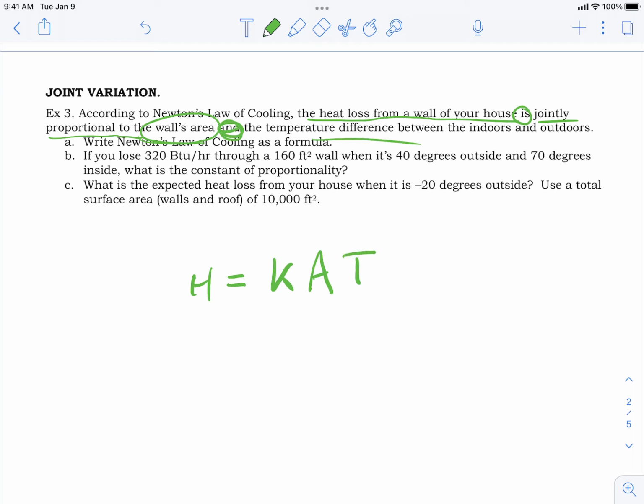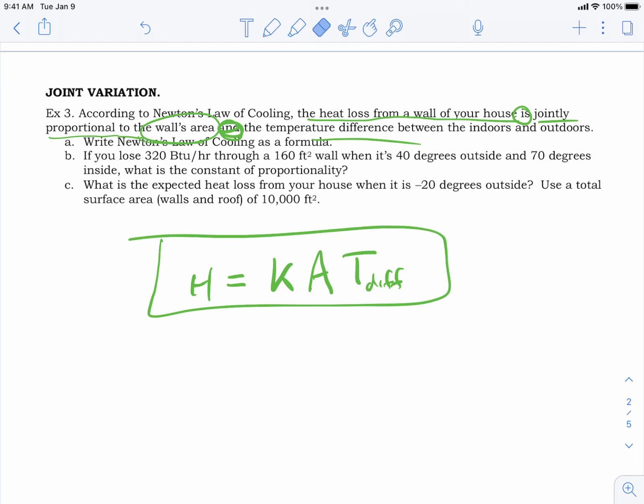I'm going to put a T diff or something to say temperature difference between the indoors and the outdoors. So the formula is a little bit bigger because we've got our H here, we've got our K here, and then we've got our A here, but we've also got another thing over here. That's all that joint variation means, is that you're just going to have a big long line of stuff all slummed together like that. So there's our law. That's part A. That is actually called Newton's law of cooling.